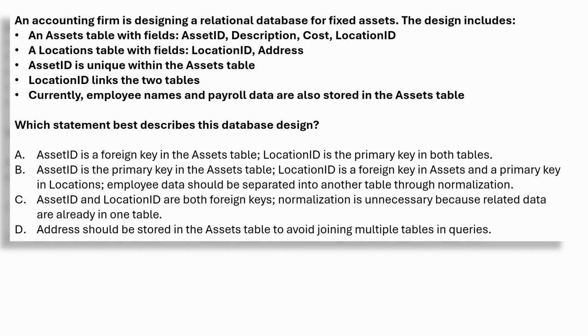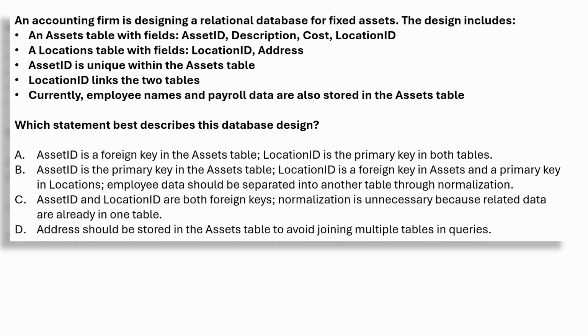Option B says Asset ID is the primary key in assets, Location ID is both a foreign key in assets and a primary key in locations, and employee data should be separated through normalization. Yes, this nails it. Asset ID uniquely identifies each asset. Location ID connects assets to locations, and payroll data has no business hanging out in the assets table. That belongs in its own employee or payroll table. This one's correct.